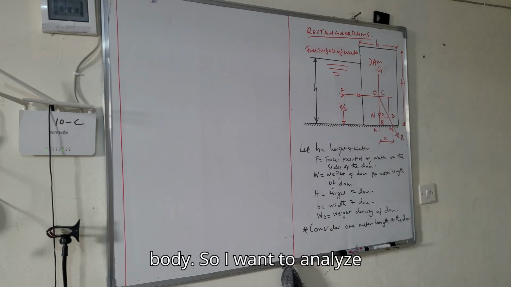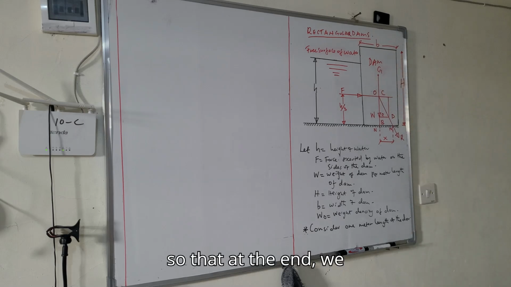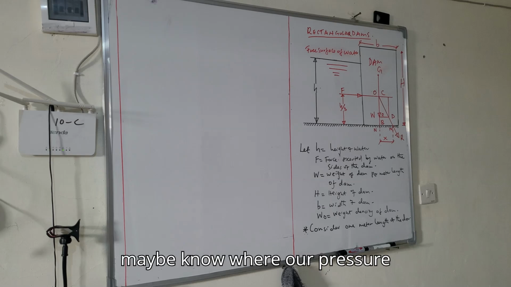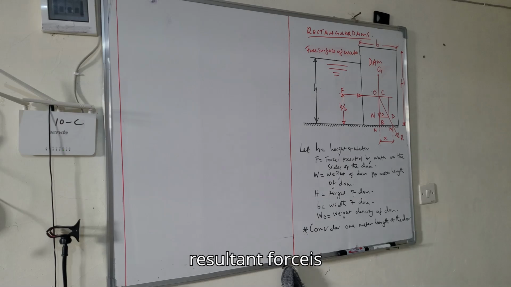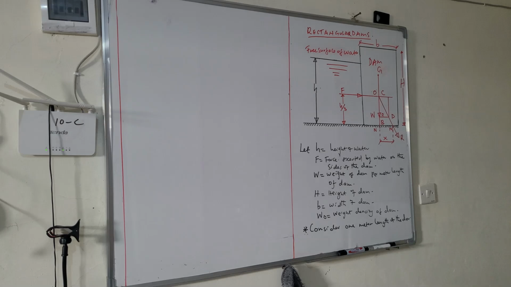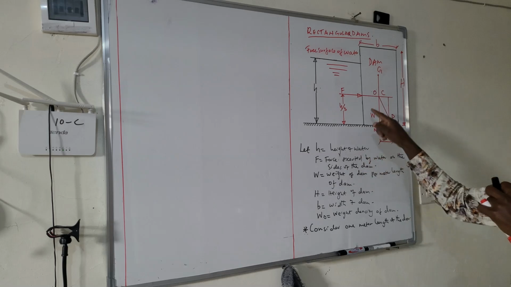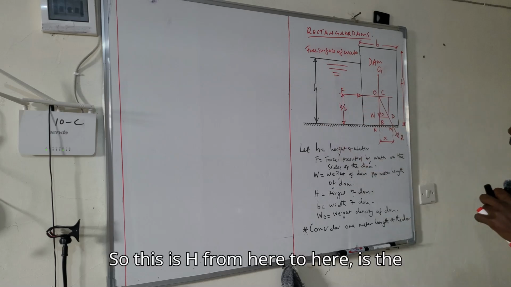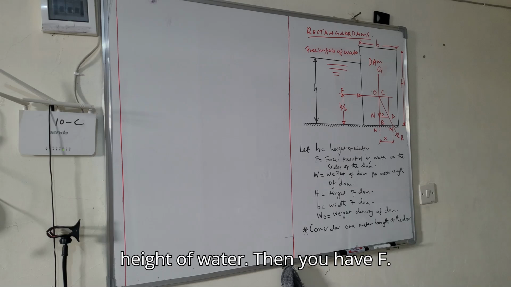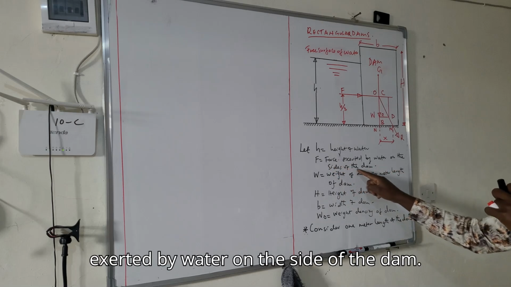So I want to analyze this rectangular dam so that at the end we may know where our pressure center is, and also where our resultant force is acting. So under this diagram on the board, we have this symbol h, which is the height of water. So this is h from here to here, the height of water. And then you have F. F is this force. So it's a force exerted by water on the side of the dam.